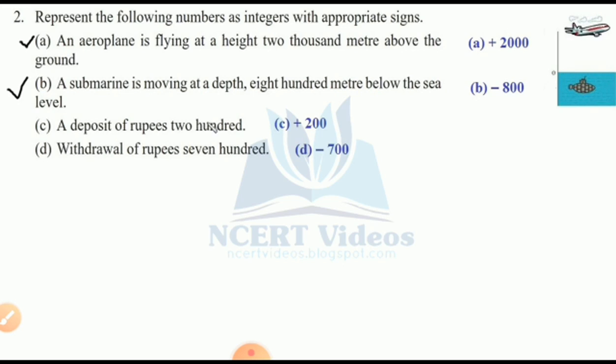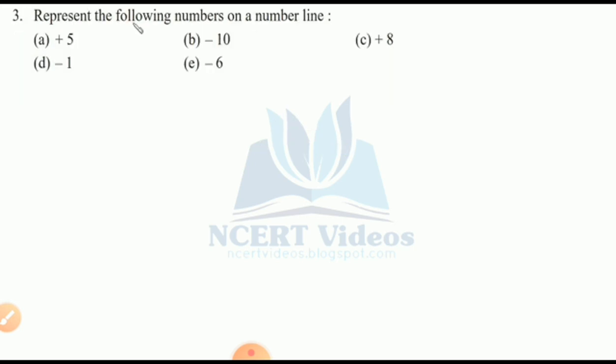So minus 800 meter. See, a deposit of rupees 200: when you go to the bank and keep money in the bank, that is called a deposit. It is plus, until you withdraw it. Yes, that is plus 200. In the same way, withdrawal of rupees 700: you are taking money from the bank, that is called a withdrawal. Whenever you need anything, you can take money from the bank. Whatever you deposited, yes, that is savings. Correct. Question number 3.